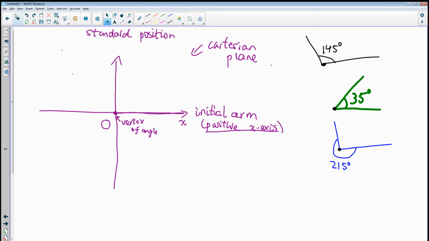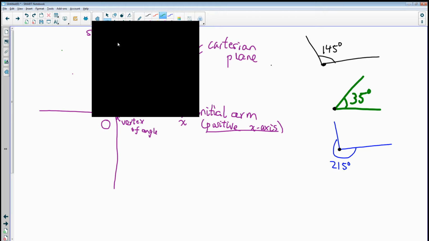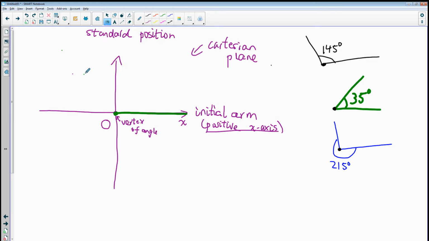Well, let's do the first one by example. Let's start with our most common one, the one we'll work with the most: 35 degrees, an acute angle. Well, 35 degrees has two arms. We have to pick an initial arm. Doesn't matter which one it is, as long as the vertex is here. So the vertex is at the origin. One of the arms is always going to be on the positive x-axis. That's one arm. And the second arm is going to be 35 degrees away from it.